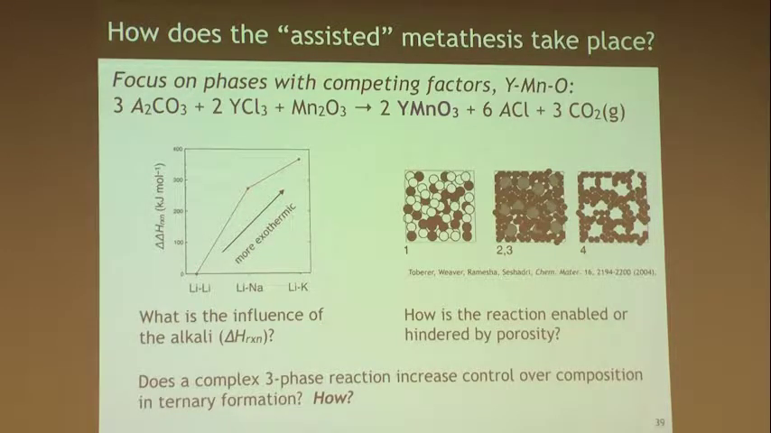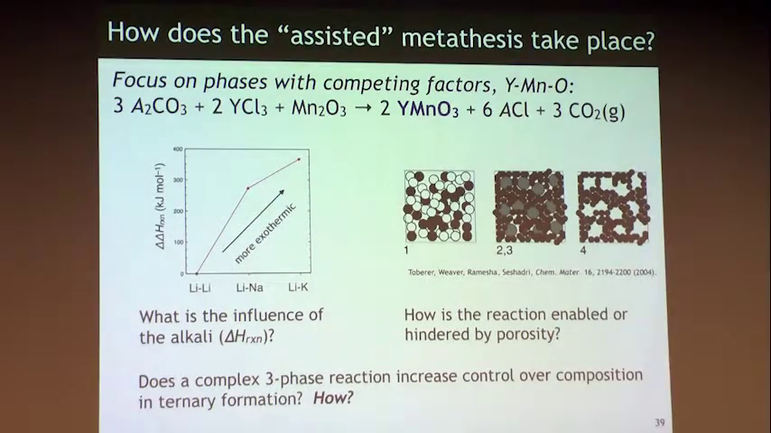There's the other idea of specific surface area. In these reactions, you start with a bunch of different particles, then you make other particles. The black would be the thing that we want. These grayed out ones would be something like the alkali halide, which can then be washed away to make a porous monolith. Does having this specific surface area help or hinder the reaction some way? But more importantly, just how does this complex three-phase reaction increase the control over composition? Or does it? And how does it do that, if it does it?